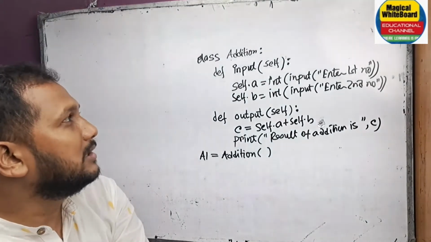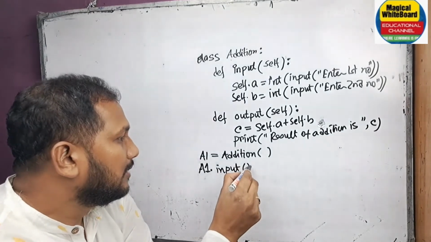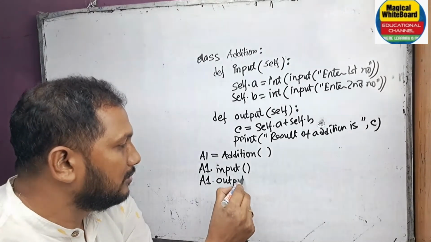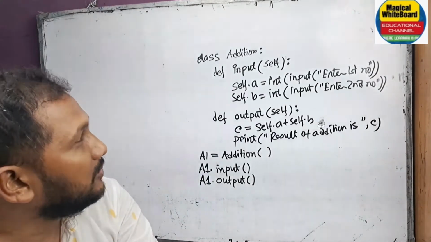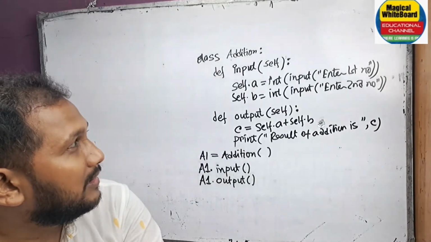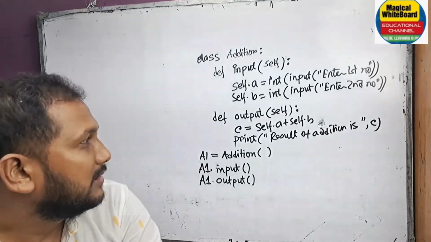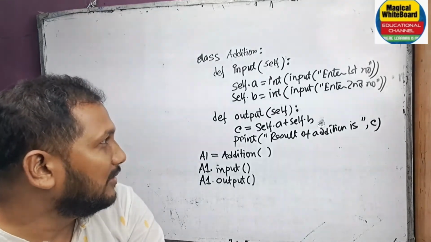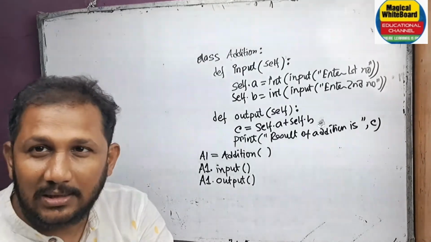Now we can call the input function, a1.input. Then we activate a1.output. So when we call a1.input, the input function will be activated, and the data members within the input function, a will store the first number and b will store the second number. Then when we call a1.output, it will activate the output function and print the result of a plus b, and we will get the result c.